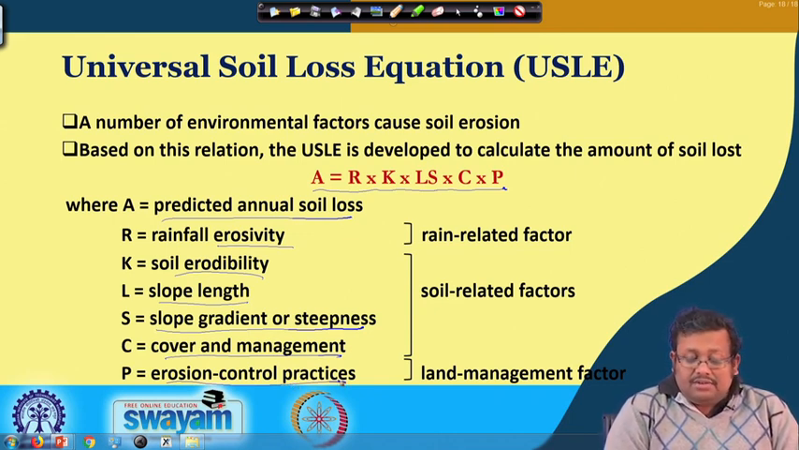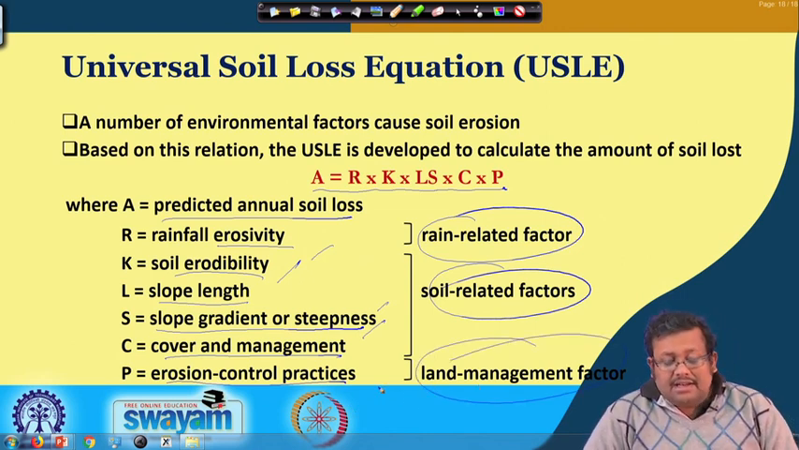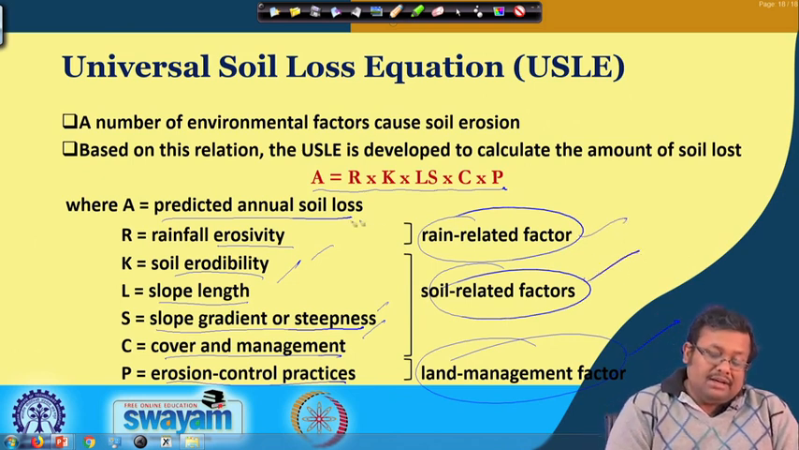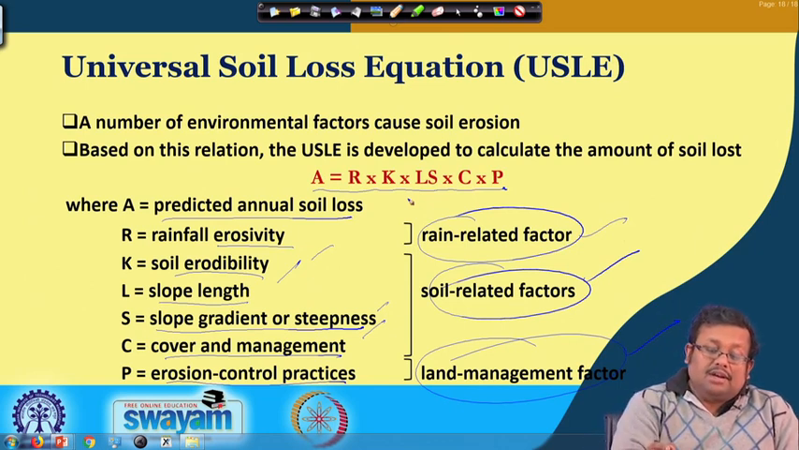Rainfall erosivity comes under the rain related factor, whereas soil erodibility, slope length, slope gradient or steepness, and cover and management come under soil related factors, and erosion control practices come under the land management factor. So you can see here we are considering rain related factors, soil related factors and land management factors while calculating the annual soil loss in the universal soil loss equation.